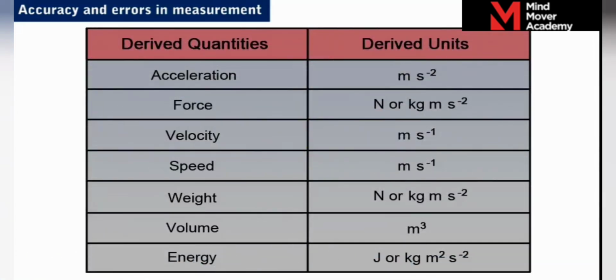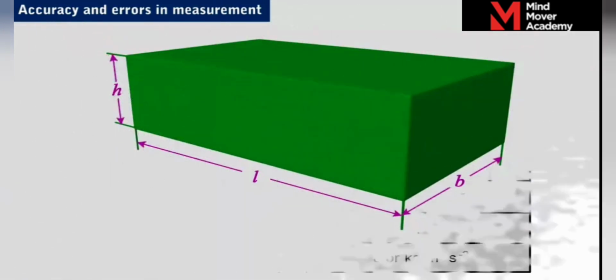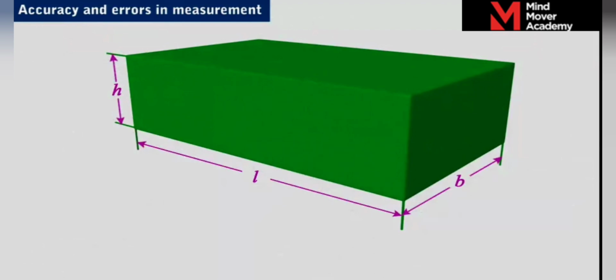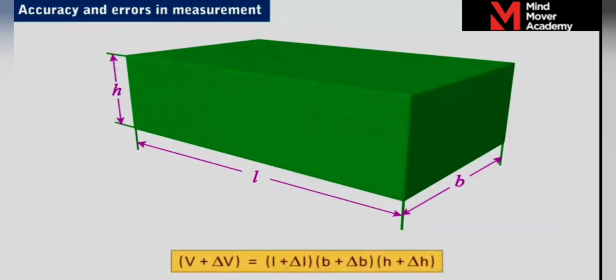When a quantity is derived from more than one measured value, the error in the derived quantity may be a combination of errors in the values from which it is derived. For example, the volume of a cuboid is the product of its length, breadth, and height. If there is an error in the measurement of length, breadth, and height, then the error in volume will reflect the combined effect of all three errors due to mathematical operations.